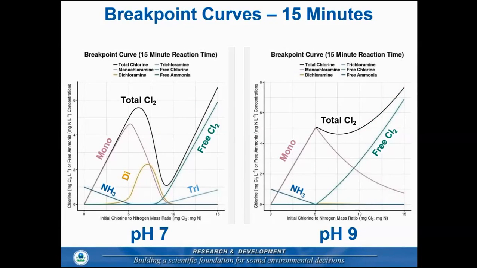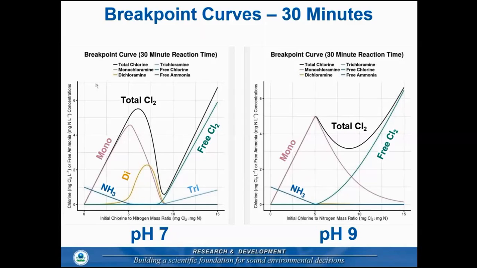At 15 minutes, I'm going to focus in on the black lines here on both of these. The breakpoint curve kind of is resembling what I said was a theoretical one before, where you see the hump and the decrease and then an increase after some point. Where at pH 9, things are happening a lot slower. And also at pH 7, you see you're forming some dichloramine, where at pH 9, you're really not predicting any dichloramine formation because it just doesn't want to stick around at pH 9. So after 30 minutes, again, the pH 7 one is pretty much done. The pH 9 one is slowly occurring.